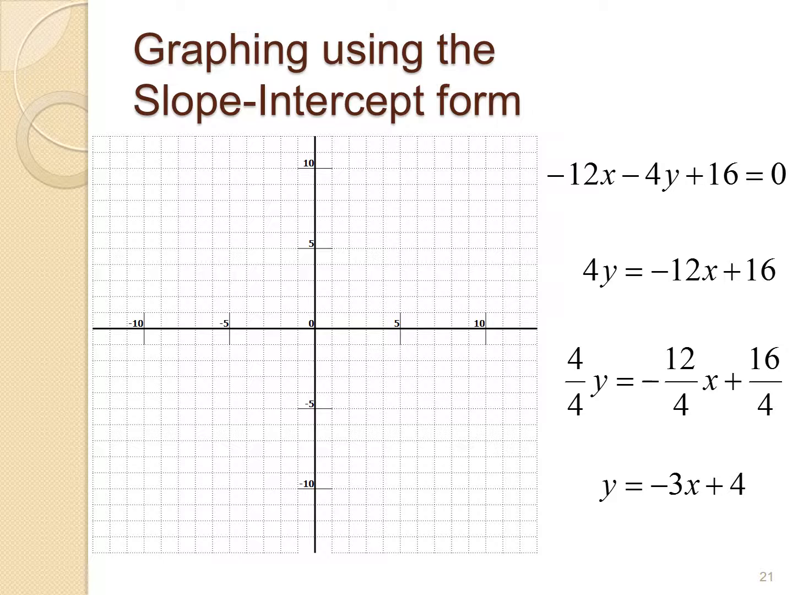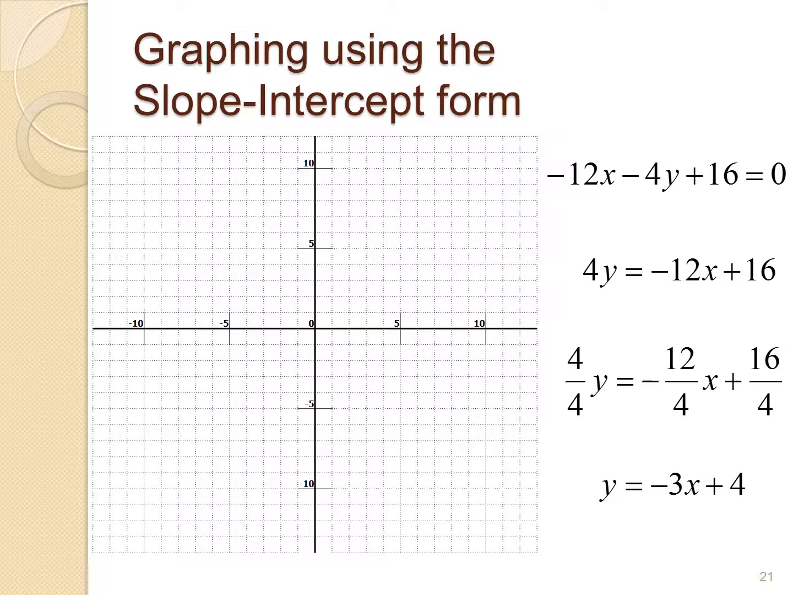Now, while the equation was more difficult to start with by solving for x, it's in a familiar form. It's already in the slope-intercept form. So we know that the y-intercept is at 4, and the slope is minus 3 over 1.